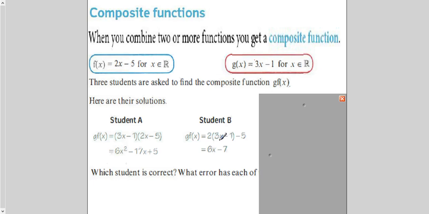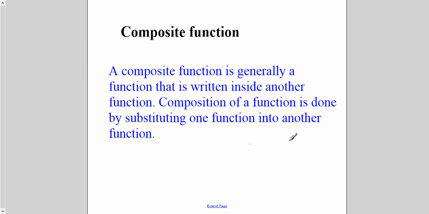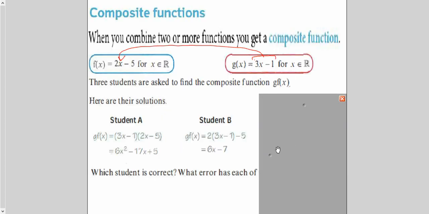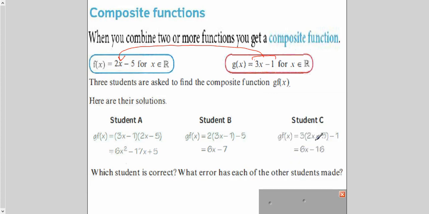Now if you look at student B, he is thinking that function g is going inside function f. So this 3x minus 1, he is substituting in place of x here, and that's why he is getting 2 times 3x minus 1, minus 5. So he is putting function g inside function f, and this is what we have seen in the definition, that one function goes inside another function, right? And look at this third student, what he is doing. He is replacing this x here by this function. So he is substituting f inside g, right?